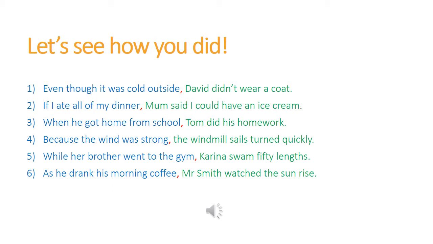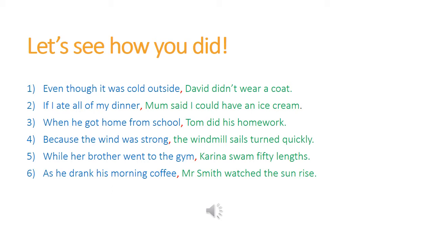Remember, for each sentence to be correct, you must have your capital letter at the start of your sentence, your full stop at the end, and the comma to separate your clauses. So, sentence number 1. Even though it was cold outside is my subordinate clause. Then I have my comma. David didn't wear a coat. That's my main clause.